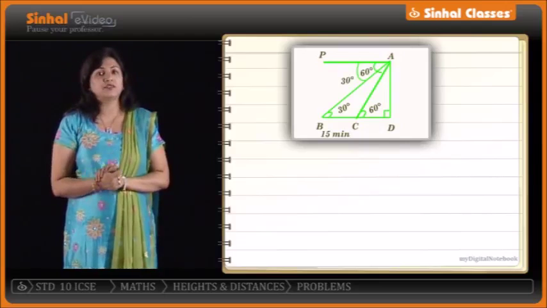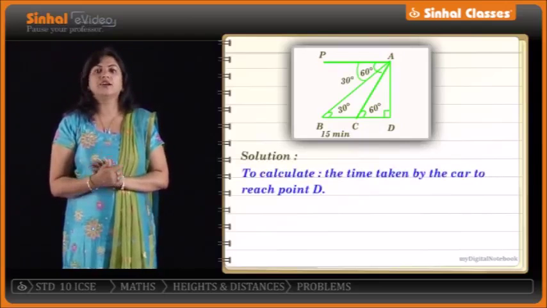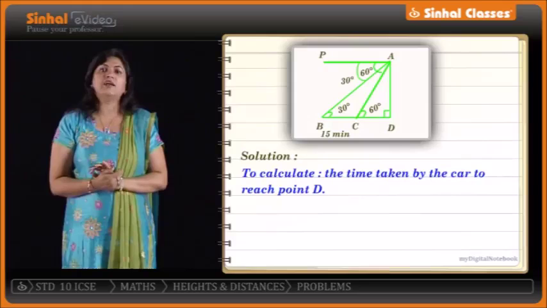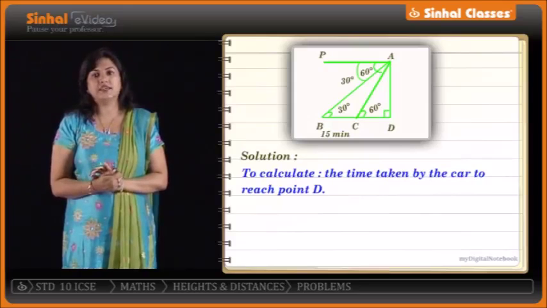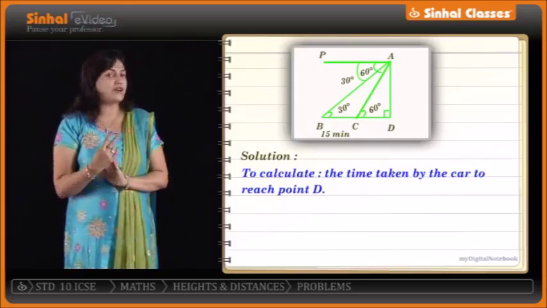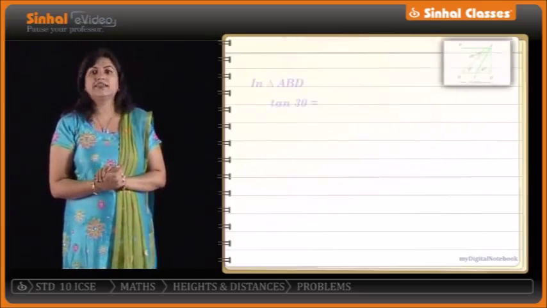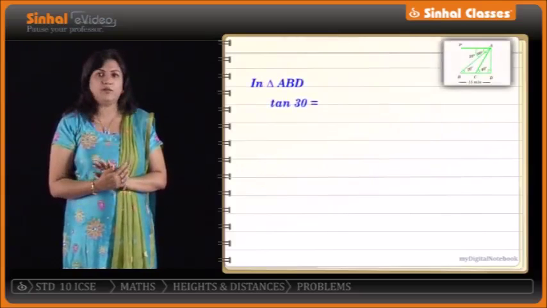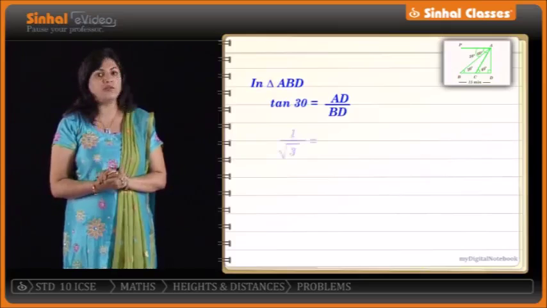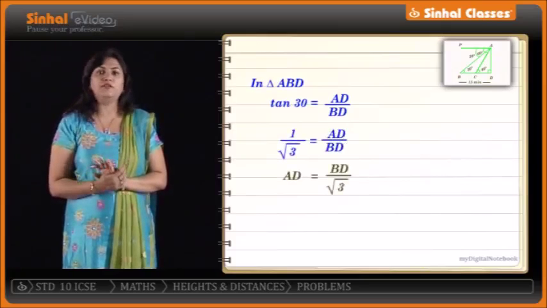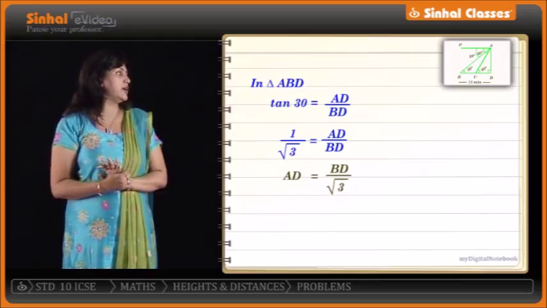Now, we are asked to calculate the time in which the car will reach the observation tower. That is, the time in which the car will cover the distance CD. So we first need to find the length of CD. Here we have two right angle triangles. We take in triangle ABD, tan 30 is equal to AD upon BD. That is 1 upon root 3 is equal to AD upon BD. So we have AD is equal to BD upon root 3. We can number this as equation 1.